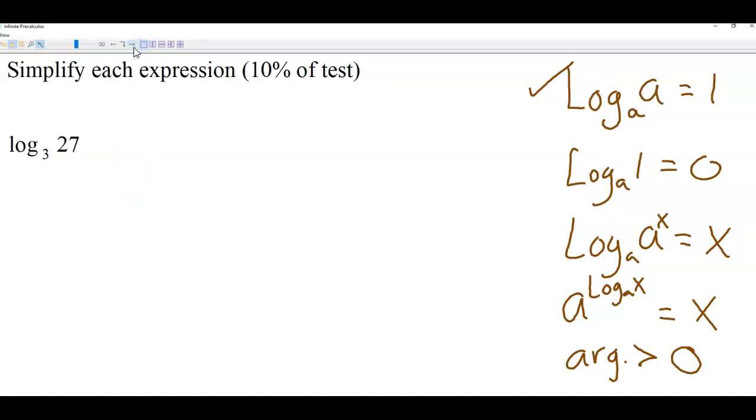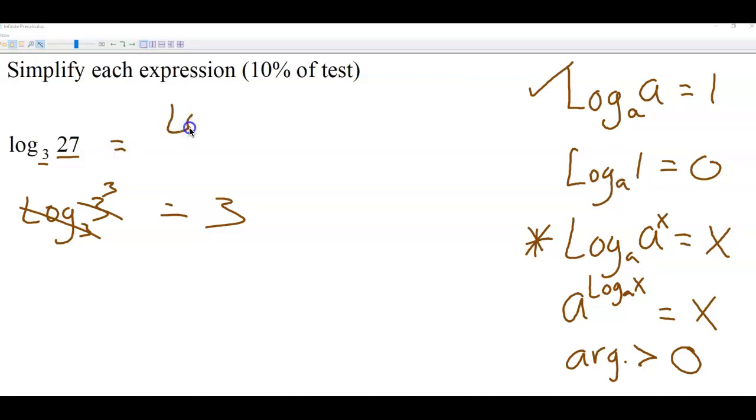Next one. Now this one doesn't match any of those rules over there, but we're going to make it match. This has a base of 3, and I can get that to have a base of 3. You can rewrite it as 3 to the 3rd power. And then using this property here, we can basically just cancel those out and realize that the answer is 3. Now another way you guys could do this if you're using calculators is you could do change of base.